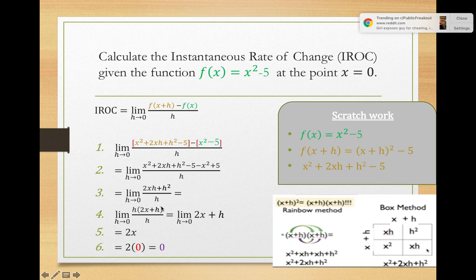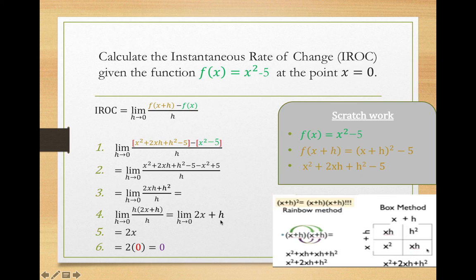If you remember, and we did this in the video, you can factor out the h from the top like this. Once you do that, you cancel out the h's. You can do that now because h divided by h is 1, so the denominator goes away. You have the limit as h approaches 0 of 2x plus h.